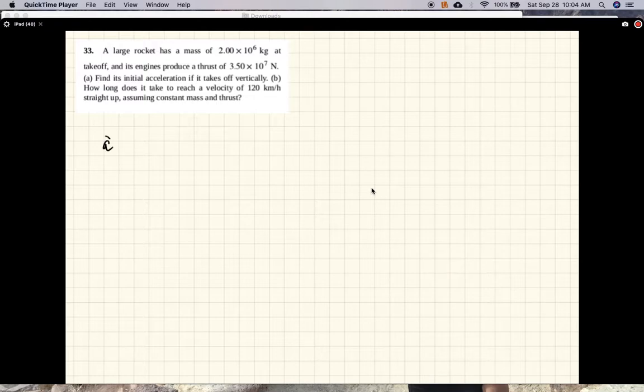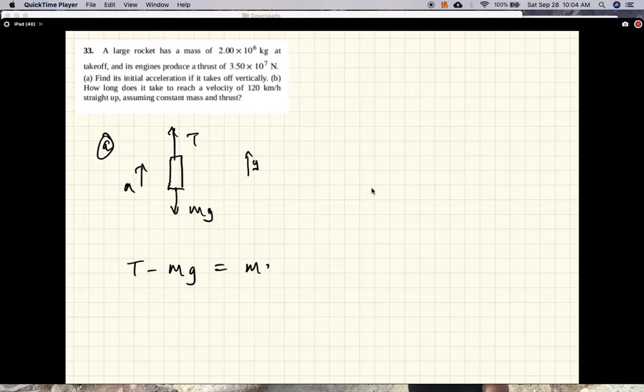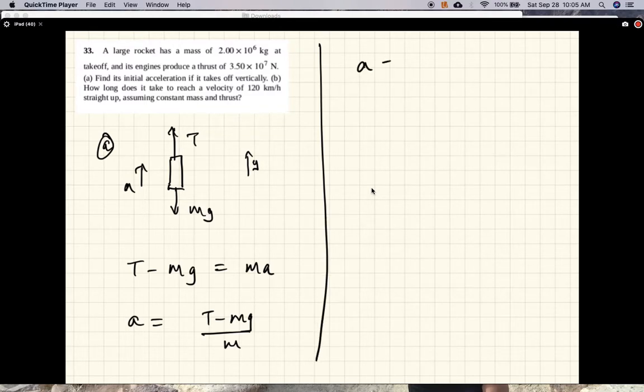Alright, so part A, you have this rocket. The thrust is a force in the upward direction, and here's the weight of the rocket. So we'll choose our axis to be in that direction, positive direction. Right, so T minus mg should equal the mass of the rocket times acceleration. So the acceleration of the rocket is T minus mg divided by m, which is T by m minus g.